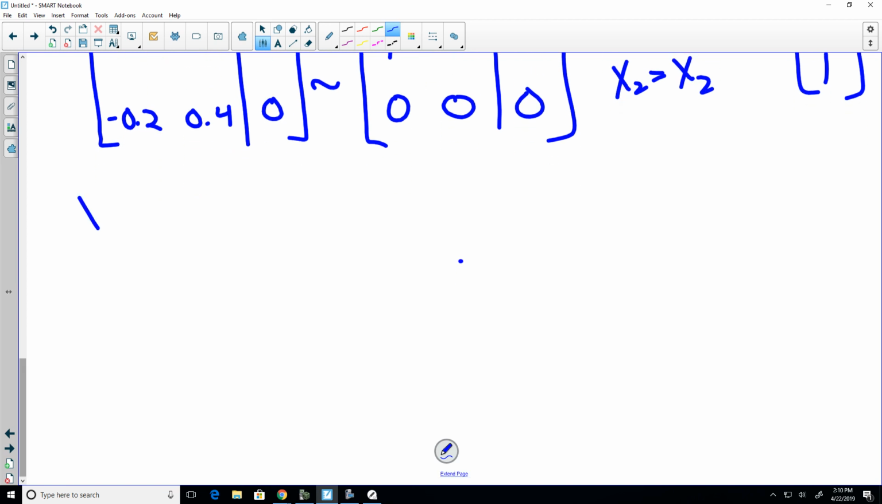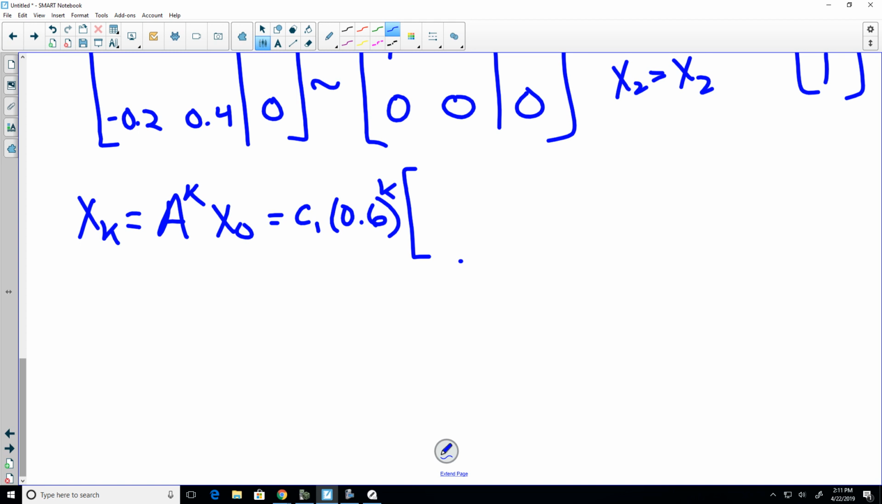So now x of k, instead of A to the k x sub 0, we're going to say this is the same as c1 0.6 to the k times our first eigenvector, 1, 2, plus c2 0.3 to the k times 2, 1.